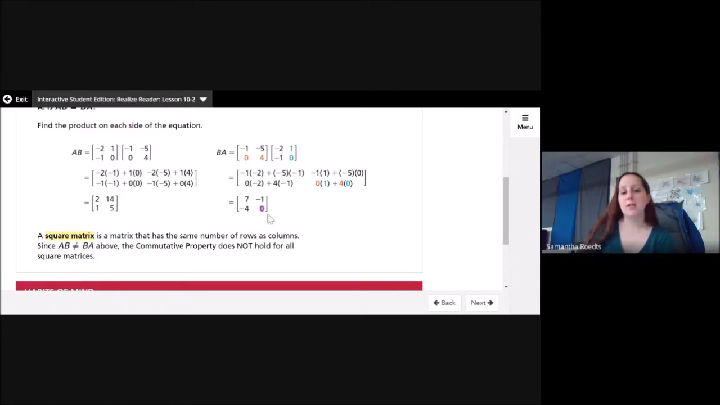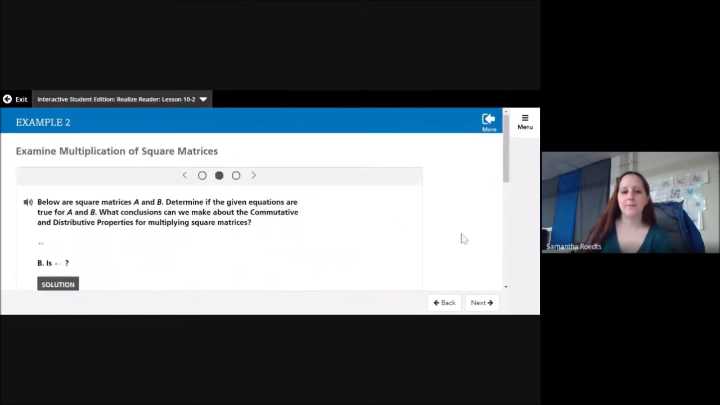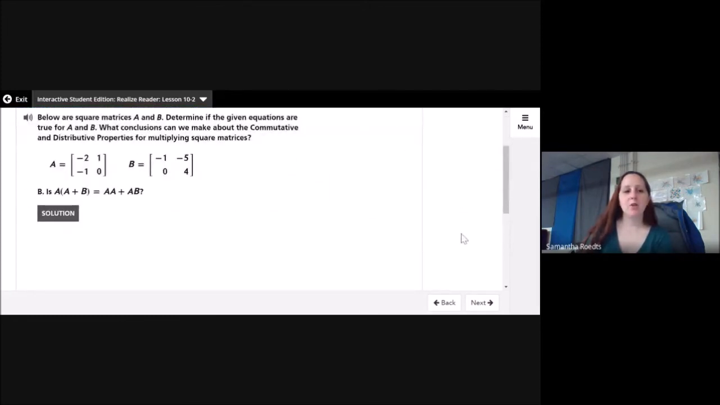A square matrix is a matrix that has the same number of rows as columns. It creates a square. Since AB does not equal BA above, the commutative property does not hold for all square matrices. Below are square matrices A and B. Determine if the given equations are true for A and B. What conclusions can we make about the commutative and distributive properties for multiplying square matrices?